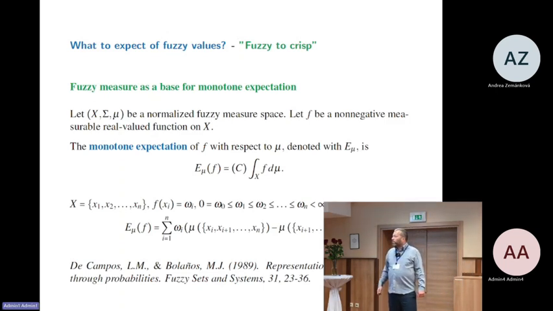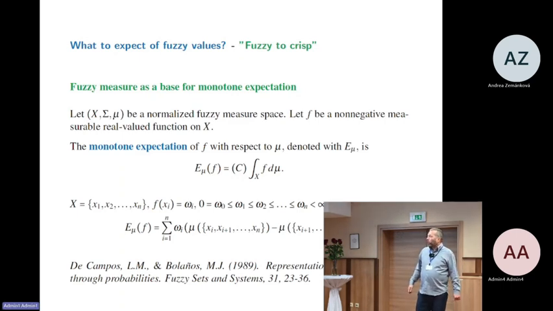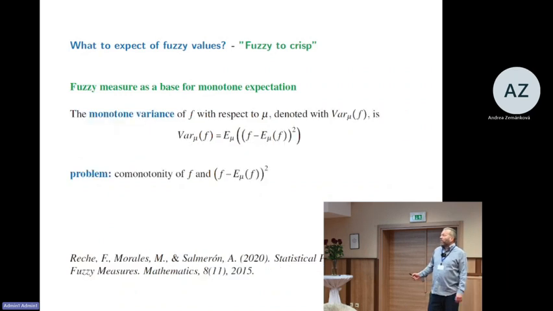Actually, we start from a normalized fuzzy measure space, and we have a non-negative measurable real-valued function f. The monotone expectation of f, denoted with the expectation with respect to the fuzzy measure mu, is, surprise, surprise, the Choquet integral of that function. We've seen the Choquet integral a couple of times. This is an idea from the end of the last century: Campos and Bolaños did this in 1989.